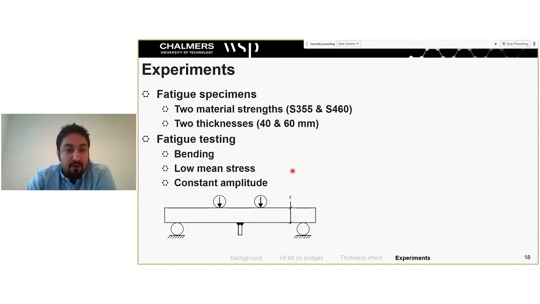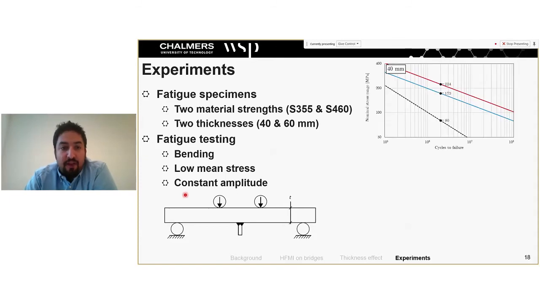We took those specimens that I showed you, put them on two supports and tested them in bending with low mean stress and constant amplitude, which is the most conventional way of testing the fatigue strength of weldments. For the thinner plates, we can see here what the results are. The blue line is the lower strength steel, the 355 steel, and the upper one is the 460 steel. And the improvement is dramatic, actually.